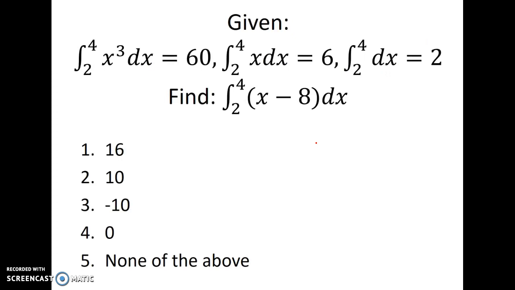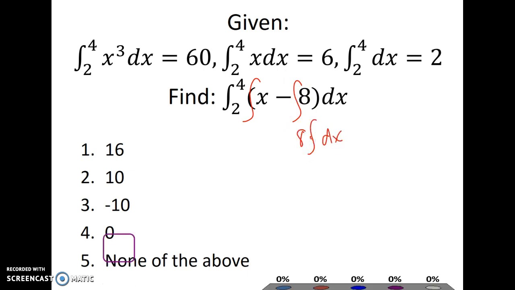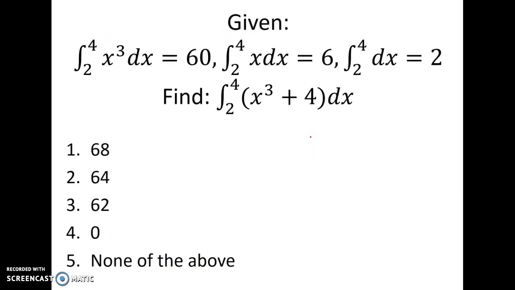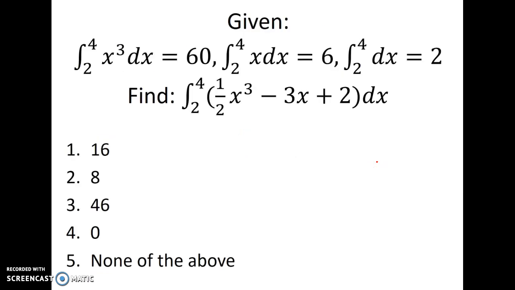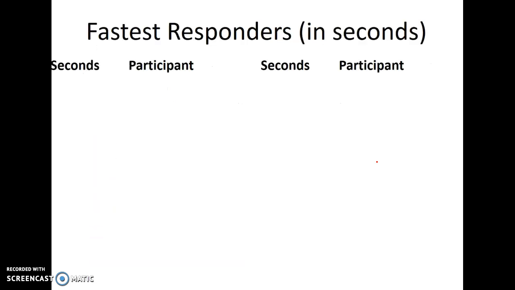This is a polynomial. Split it up to the integral of x minus the integral of 8. And remember, 8 is really 8 times the integral of dx. Another polynomial. Again, you're finding the integral of x cubed plus 4 times the integral of dx. Now try some on your own.